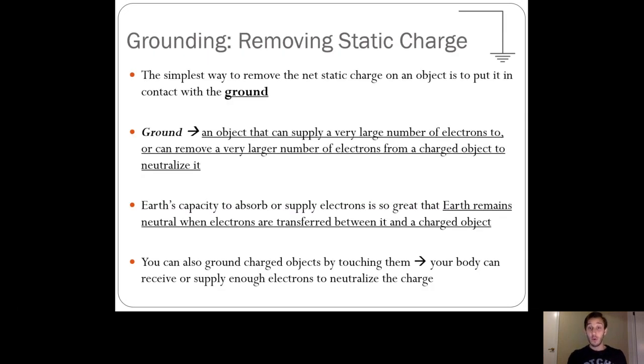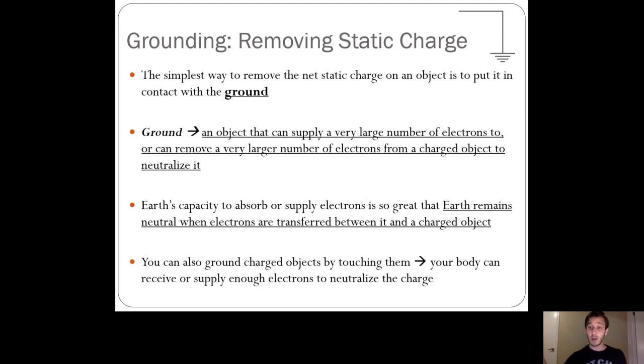Okay, last slide here. Grounding. We want to remove static charge. The simplest way to remove the net static charge on an object is to put it in contact with the ground. A ground is an object that can supply a very large number of electrons to, or can remove a very large number of electrons from, a charged object to neutralize it.